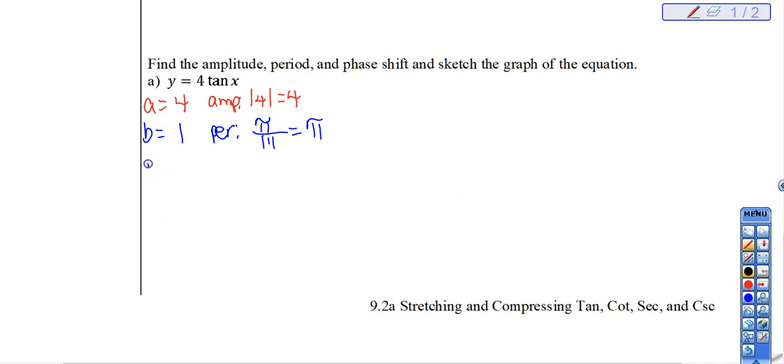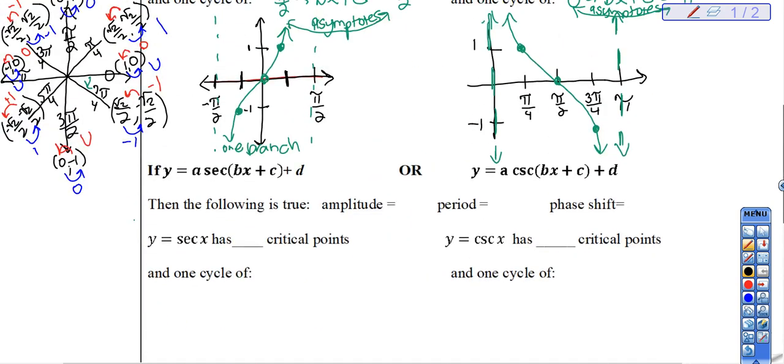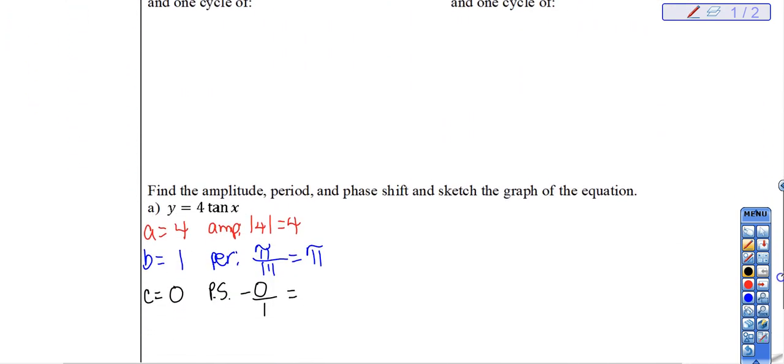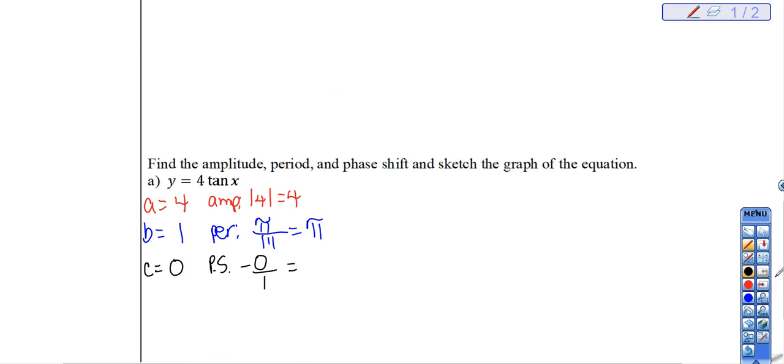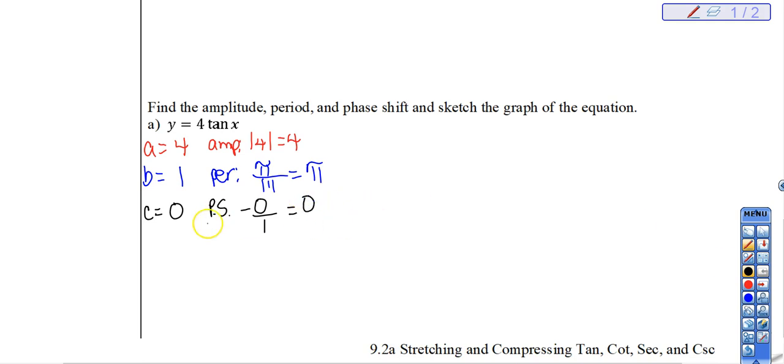Because we have to find our phase shift, let's also indicate our C term. Our C term in this case is 0. Okay, so our phase shift is the opposite of C over B. Negative 0 divided by 1. I don't even know why I wrote negative. Because it only takes the distance of pi to do one full branch. You don't have to go 2 pi to get the full picture, or one cycle. All right, so your phase shift is 0. And then your D term in this case is also 0, which means there is no vertical shift.